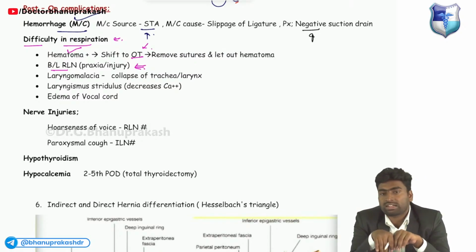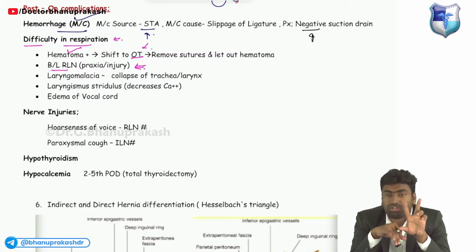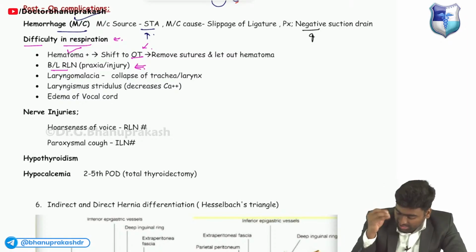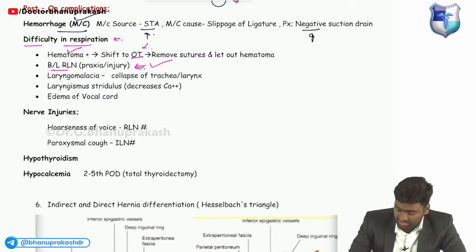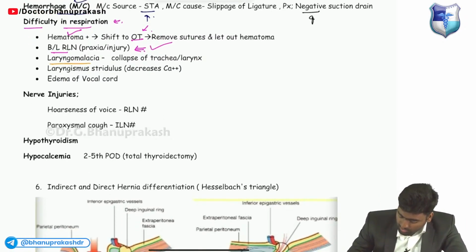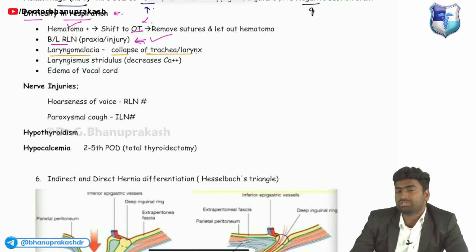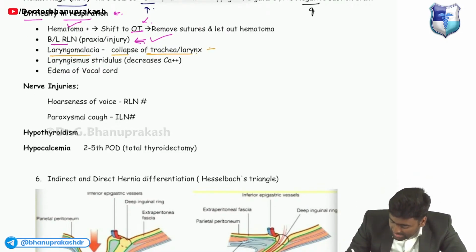But if there is bilateral recurrent laryngeal nerve palsy, then what will happen? The only abductor of the vocal cord, which is posterior cricoarytenoid, it also goes into palsy, leading to this respiratory distress, yaad rakhna, or difficulty in respiration. Then there will be this thing which is known as laryngomalacia. Okay, what will happen is that this can lead to collapsing of the trachea and larynx.